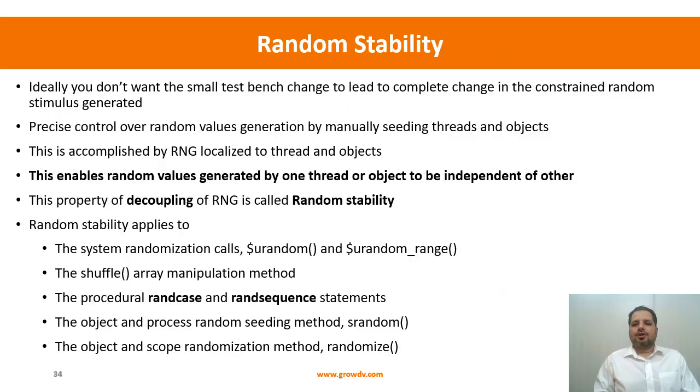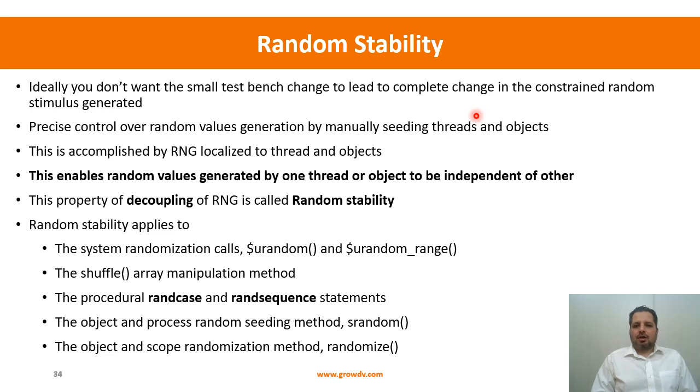See, ideally when you build a constraint random testbench, you don't want a small testbench change to lead to a complete change in the constraint random stimulus generated, right? We have already seen that with a seed you can reproduce, but if you make a change in one area, that does affect things, because we are finally going to the same random number generator, trying to get random numbers using the same seed. So if the total number of randomize calls changes, then obviously the way the stimulus gets constructed can change, right?